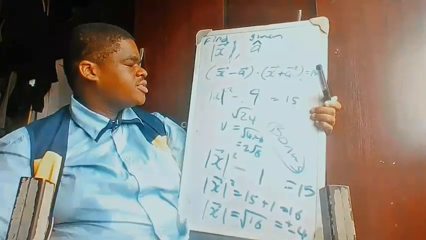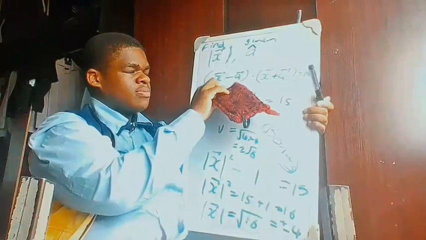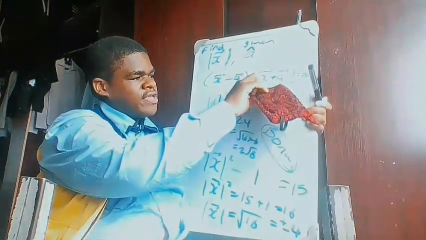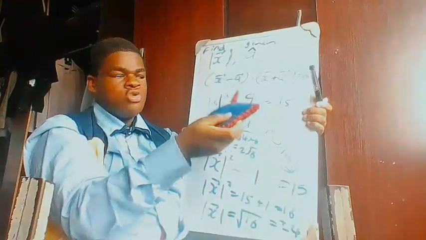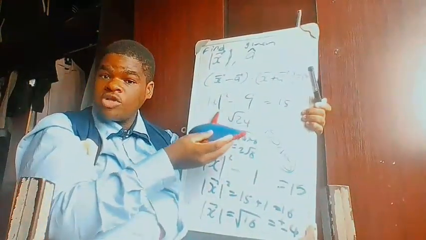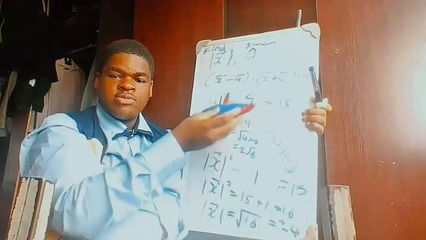Whenever you see the magnitude of x minus the magnitude of a dot the magnitude of x plus the magnitude of a is equal to 15, then you already know how to expand this to give you the magnitude of vector x squared minus the magnitude of vector a squared.